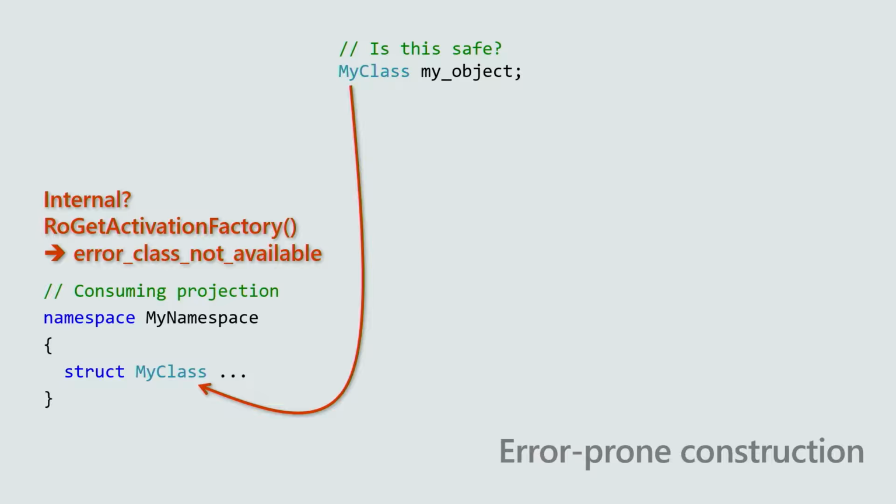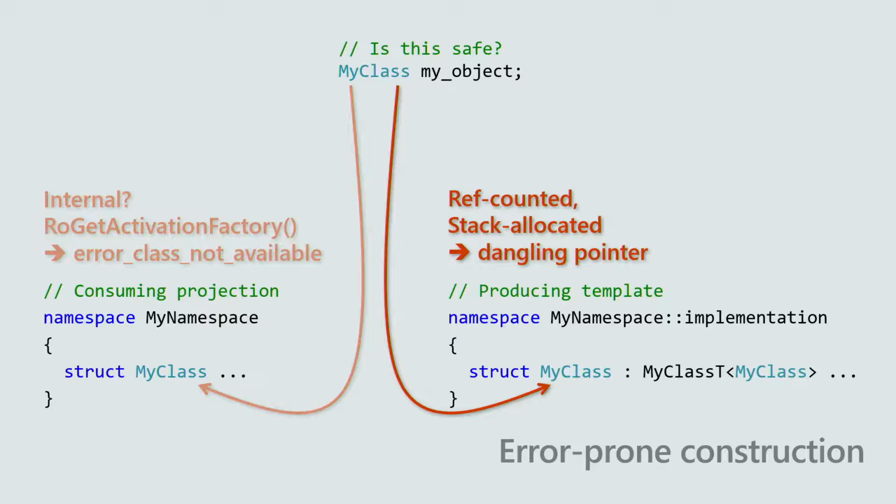What about if I'm implementing this? I'm a component implementer and I've got the parallel implementation namespace for my class type. Is that safe to just create it on the stack like that? It is not. It is not safe. If I create it on the stack, I will have a properly reference counted but stack allocated object. And the moment I return that object out to some caller and the stack memory is freed, I now have a dangling pointer to stack memory, which puts me in a heap of trouble. So that's a problem as well.